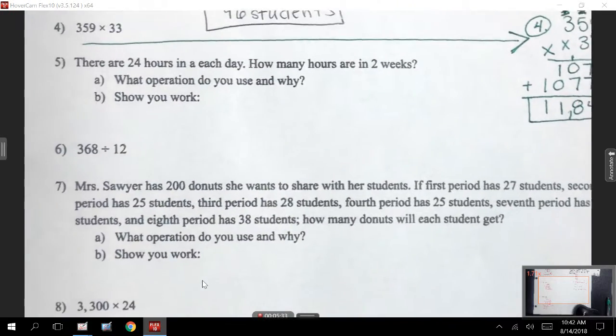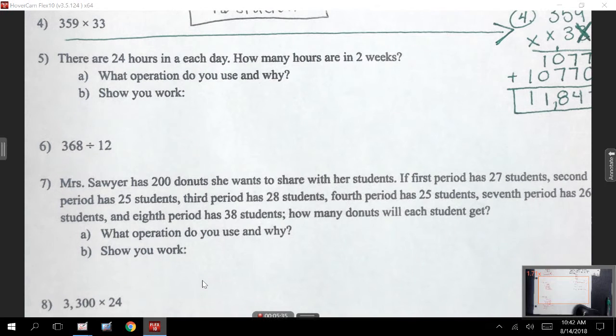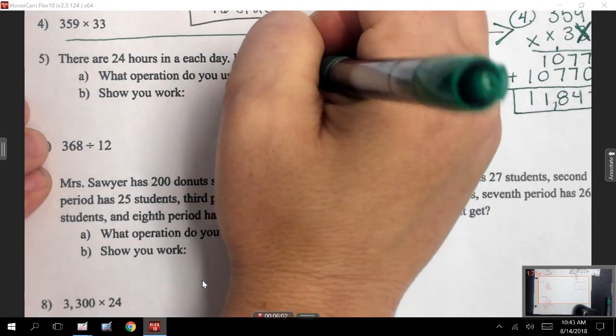Number 5. Let's see how many of us can get number 5. This one I've been really pleasantly surprised with today. There are 24 hours in each day. How many hours are in 2 weeks? Now remember, for part A, I need to know which operation, but also why. Which operation and why? Maddie? Perfect. Okay, so multiplication, I think that makes the most sense. Can you tell me why?